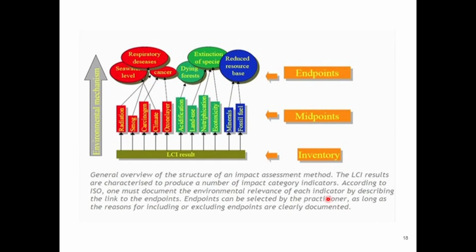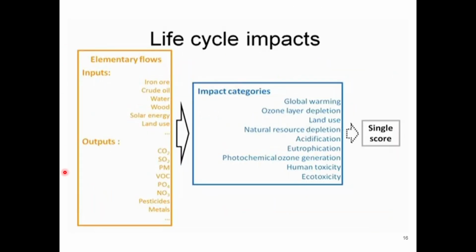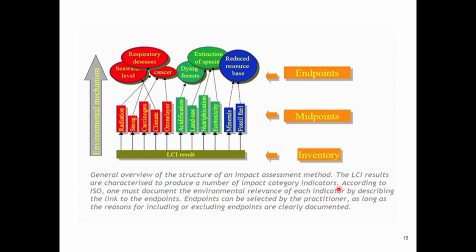If you see the general overview of the structure of the impact assessment method, the LCA results are characterized to produce a number of impact category indicators. This is the LCI result, the inflows, the elementary flows. Based on this, we will select the impact categories. The results of the life cycle inventory will basically help us find the impact categories and the indicators, and the LCA results are characterized.